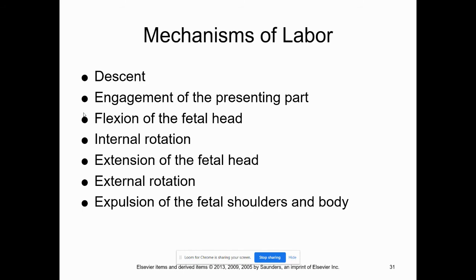Then there's extension of the fetal head as it passes out through the symphysis pubis. Then there is external rotation, which allows the shoulders to rotate internally to fit the pelvis. And then finally, there's expulsion of the fetal shoulders and the body. So all of these things are fetal position changes that help to adapt the size and shape of the fetus to that of the mom's pelvis so that the baby can come out.